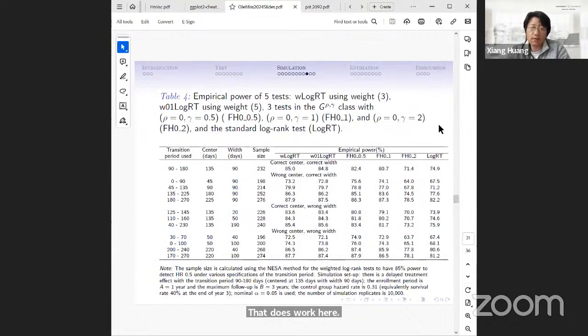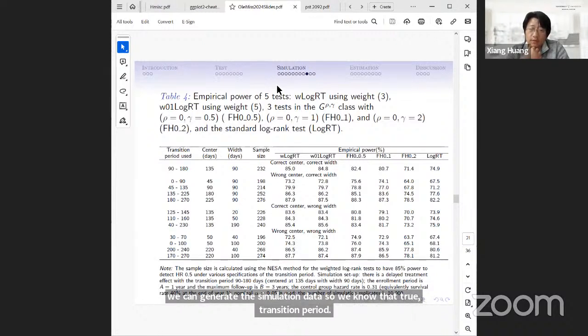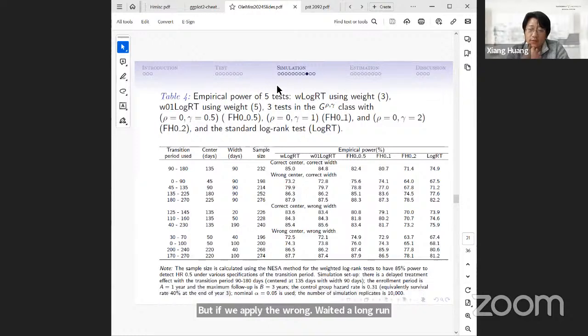So the last simulation study is like this. If we can generate the simulation data, we know the true transition period. But if we apply the wrong weighted log-rank test, because we're using the wrong transition period in the weighted log-rank test, how would that perform?